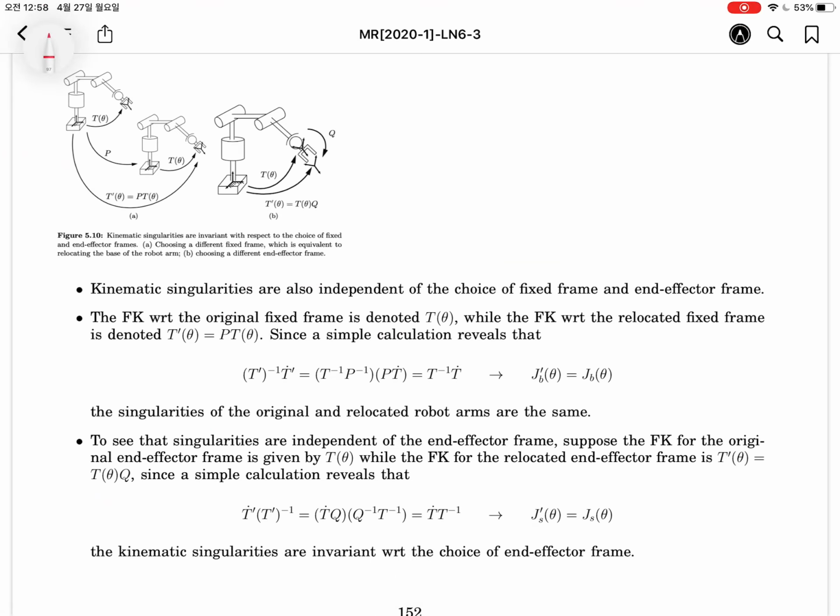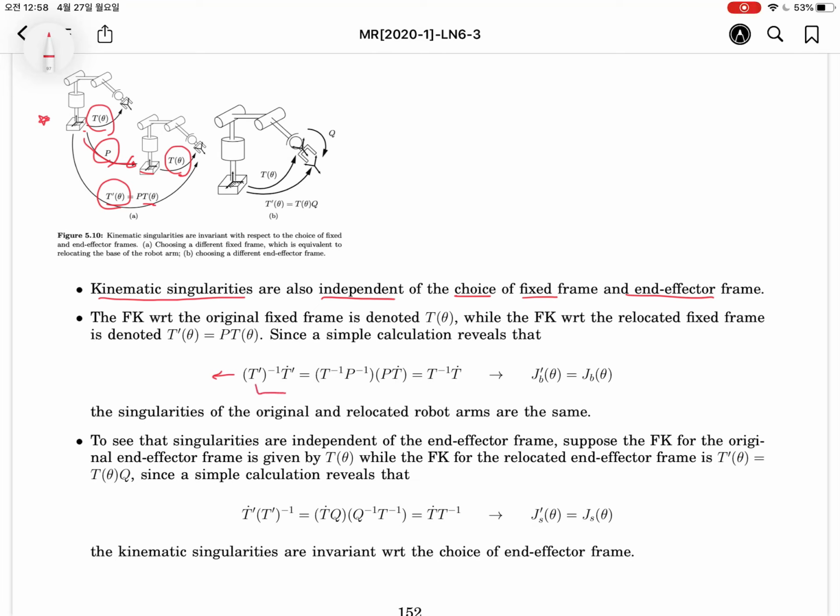One more, the kinematic singularity is also independent of the choice of fixed and body frame. Okay, let's assume that the robot exists here. Let's move to here, maintaining the same posture. So T is the same, but the T prime should be obtained by multiplying the P in front of the T matrix like this.